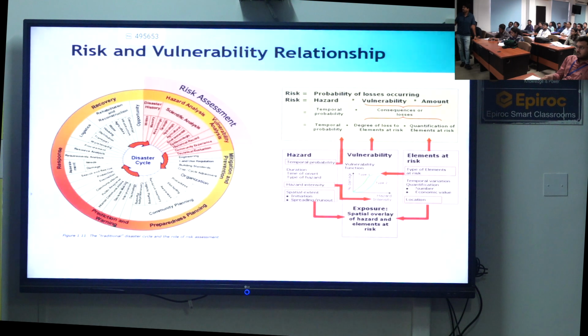This graph, remember risk assessment? This is where the vulnerability assessment comes in. And also I have explained to you this graph, these equations. Risk is temporal probability multiplied by degree of loss to element at risk and quantification of element at risk. That means the dollar value.